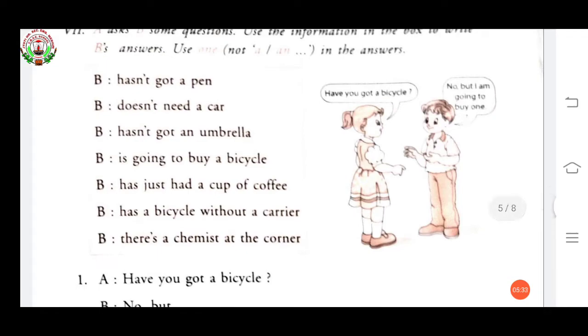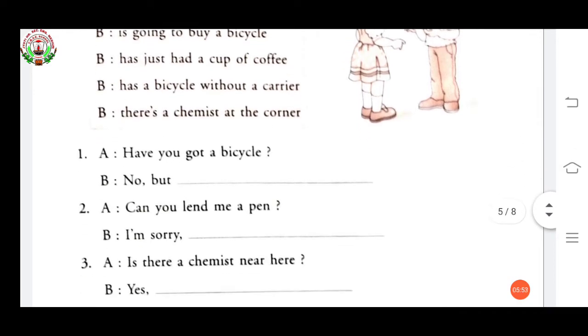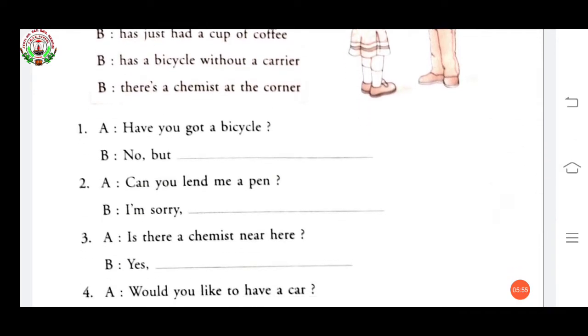First we have to see the options: hasn't got a pen, doesn't need a car, hasn't got an umbrella, is going to buy a bicycle, has just had a cup of coffee, has a bicycle without a carrier, there is a chemist at the corner. We have to choose from this box. Have you got a bicycle? No, but I'm going to buy one.